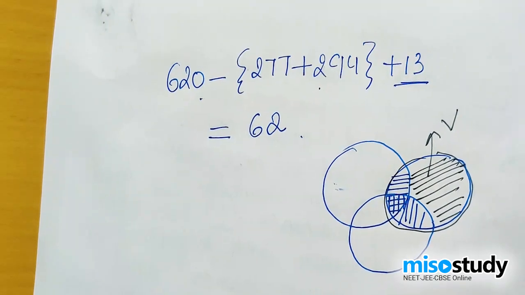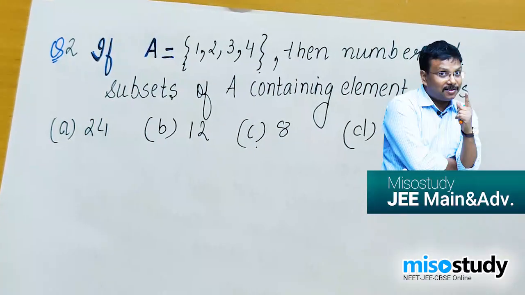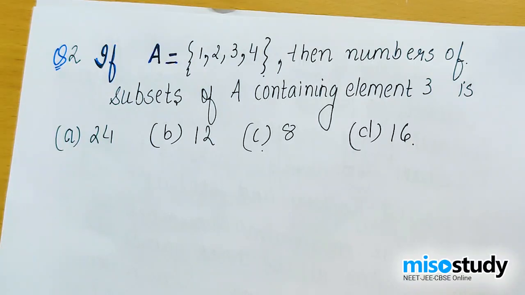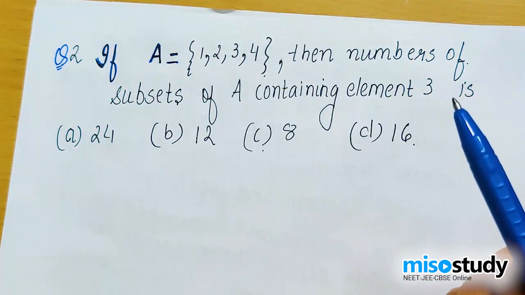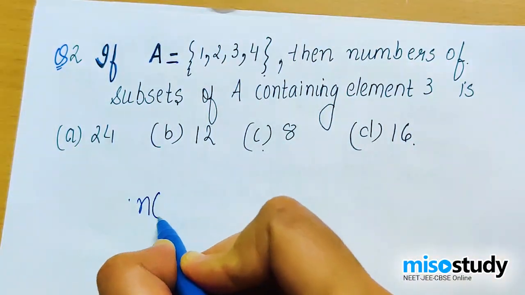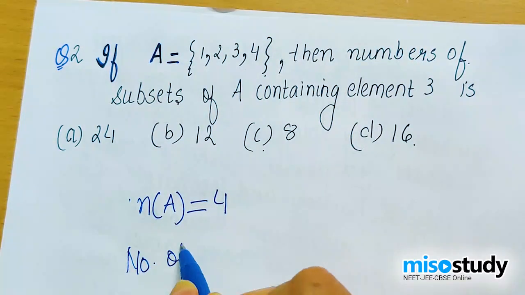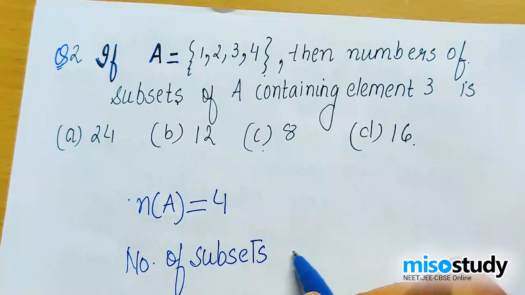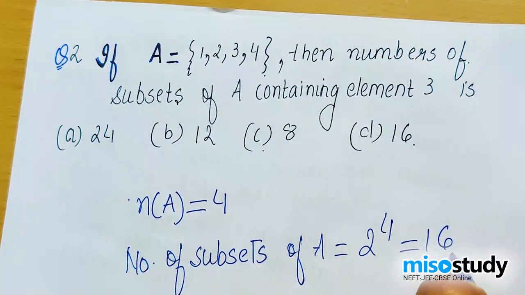Coming to the next question, question number 2. If A is equal to {1, 2, 3, 4}, then the number of subsets of A containing element 3 is. It's a very simple question. You are given a set A {1, 2, 3, 4}. Then you are supposed to find out the number of subsets of A. We all know that n of A is given to be 4. Then the number of subsets of A would be the number of elements in the power set of A, 2 power 4 obviously, and that is nothing but 16.